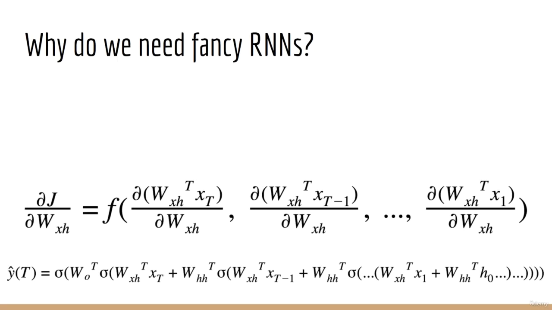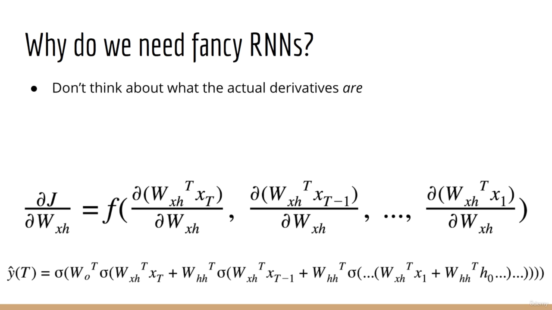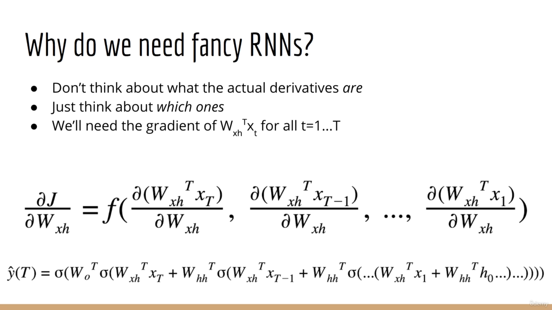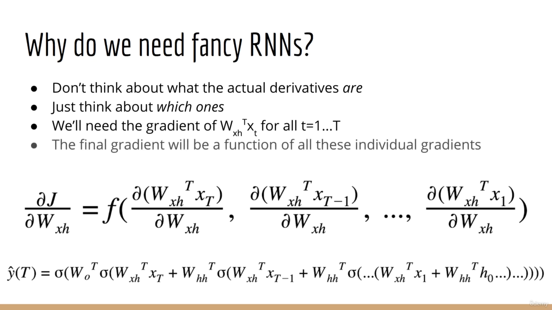Now the actual derivatives themselves and how to find them are not what we have to consider here. But what is important is which derivatives are going to show up. Well, if wxh appears multiplied by x of t, then we're going to have to find the derivative of wxh times x of t at some point in our expression for the gradient of wxh. It should be clear that wxh appears in front of all the x's for every time step. So ultimately, all of these single derivatives are going to appear somewhere in our expression for the gradient of our cost with respect to wxh.